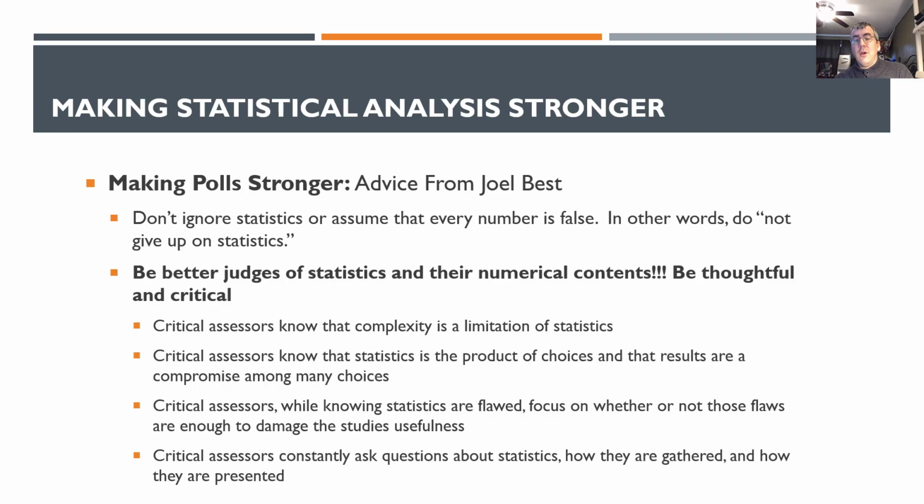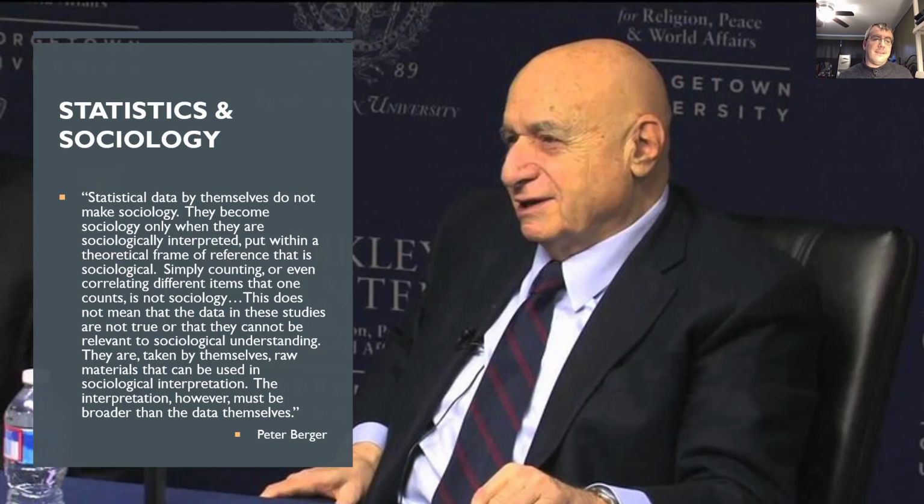So I want to close this section with another quote from Peter Berger. He states that statistical data by themselves do not make sociology. They become sociology only when they are sociologically interpreted, put within a theoretical frame of reference that is sociological. Simply counting or even correlating different items that one counts is not sociology. This does not mean that the data in these studies are not true or they cannot be relevant to sociological understanding. They are, taken by themselves, the raw materials that can be used in a sociological interpretation. The interpretation, however, must be broader than the data itself. So statistics, as well as any other method of analysis, whether it's interview or participant observation, is only one piece of the pie when you are doing sociological research.